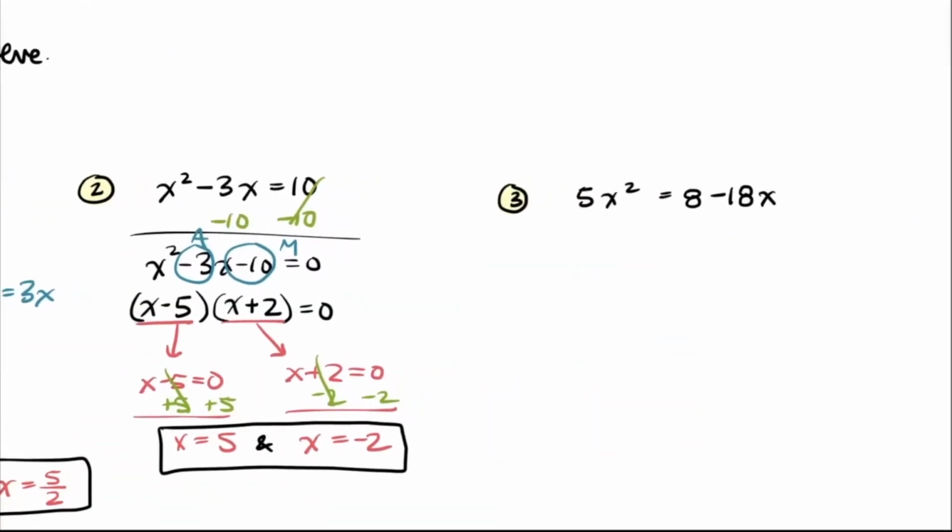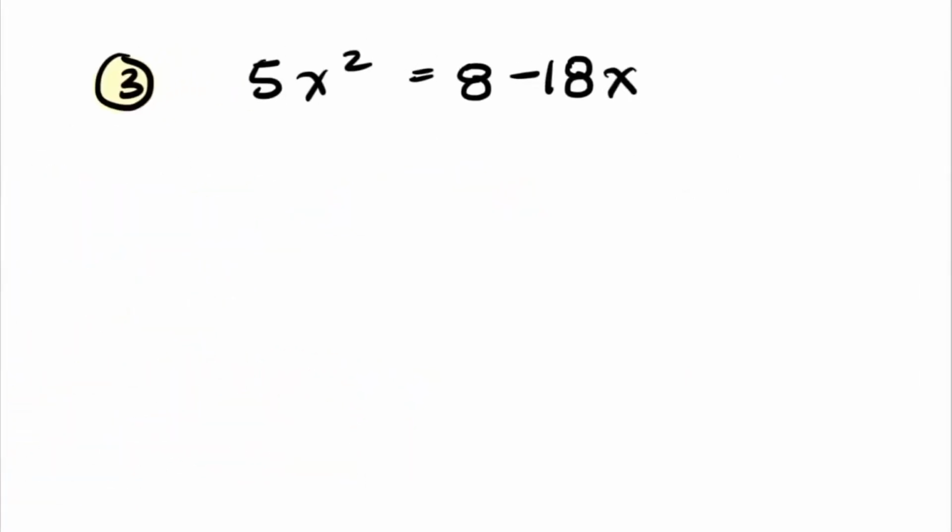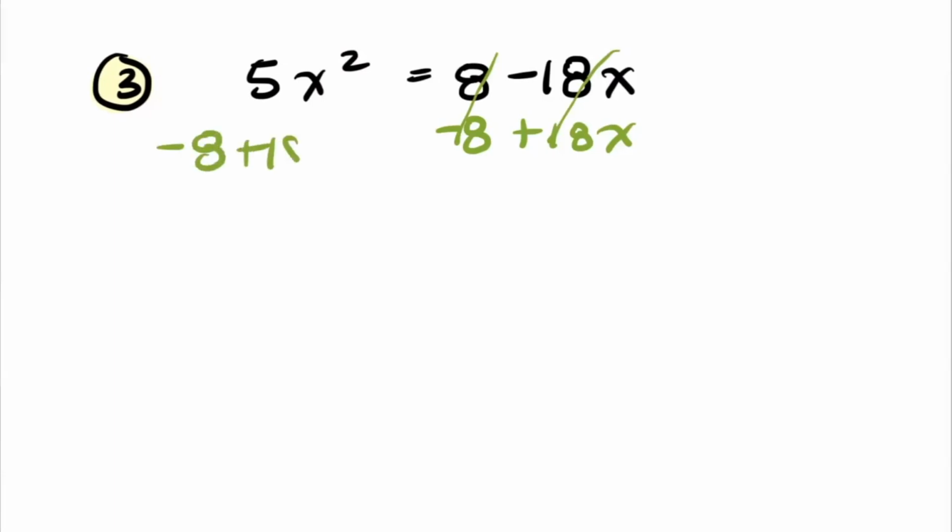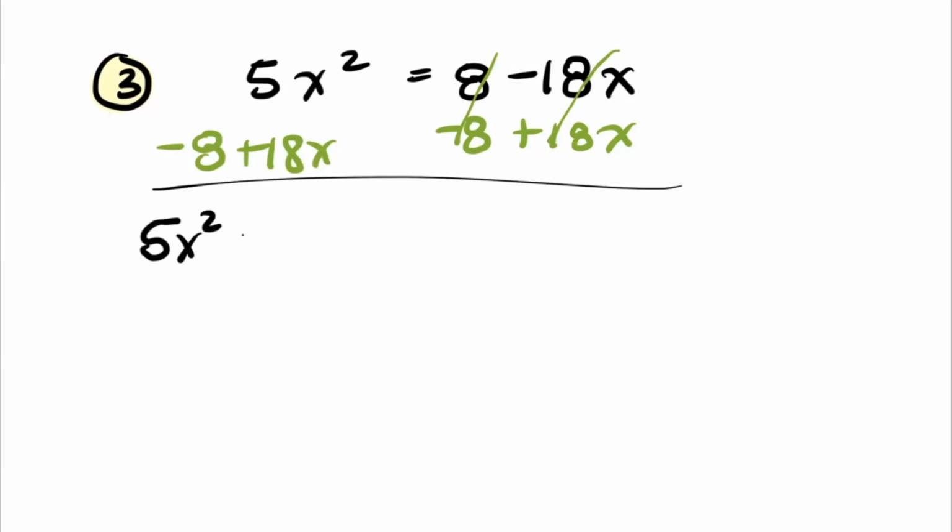All right, number 3, we have 5x squared equals 8 minus 18x. Got another quadratic. Squared is our biggest degree, so we want to get 0 on one side and then factor completely. I know that it might be less work to bring this over here, but we generally like to have positive numbers in front of the x squared. So I'm going to do minus 8 plus 18x to get 0 on the right. There's no like terms to combine, so I'm just going to write this as 5x squared plus 18x minus 8. And then on the right-hand side, we have 0.